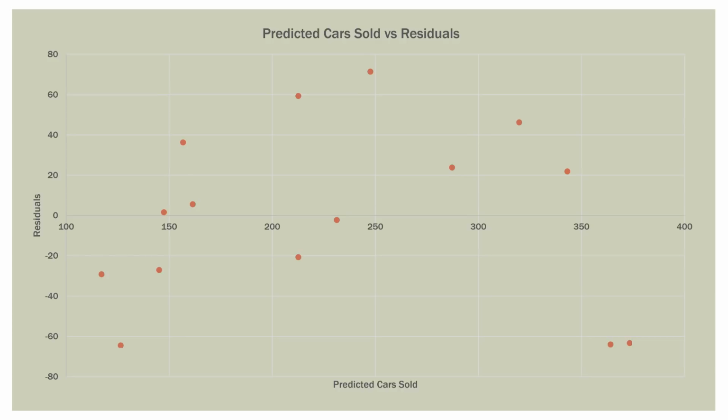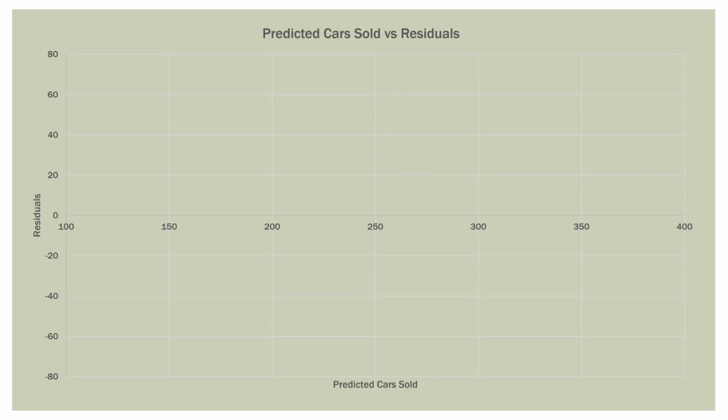Do we see any pattern here? Are the residuals evenly spaced out top to bottom, side to side? Is there sort of a triangle shape from one side to the other? So is there non-constant variance across the predicted cars sold? Or is there any curvature? Is it bending up or down or anything like that? Let's take a good look and see what we think.